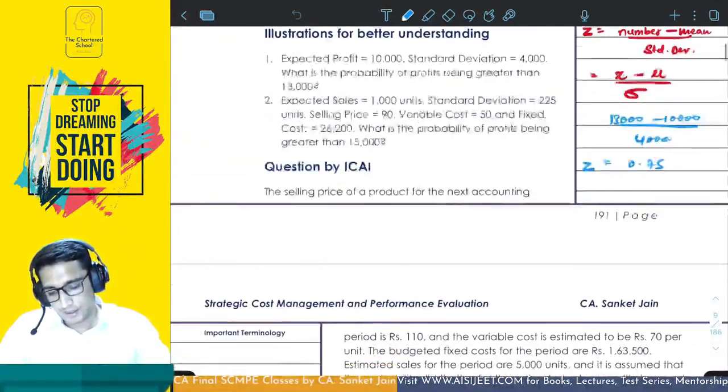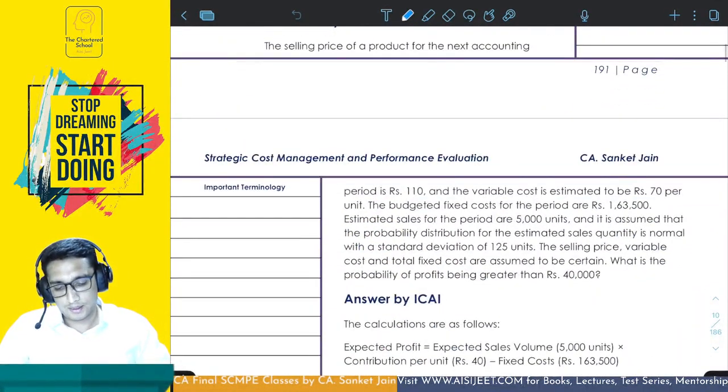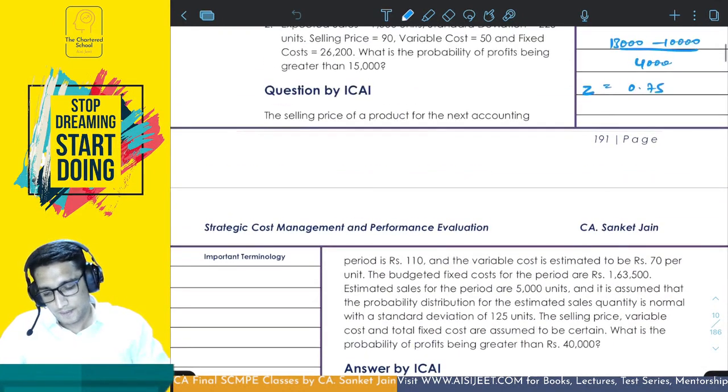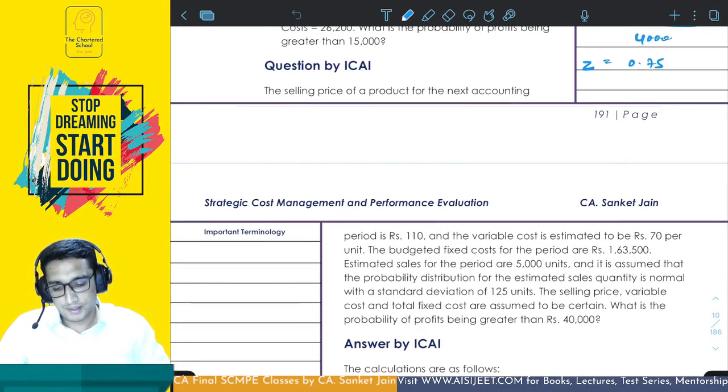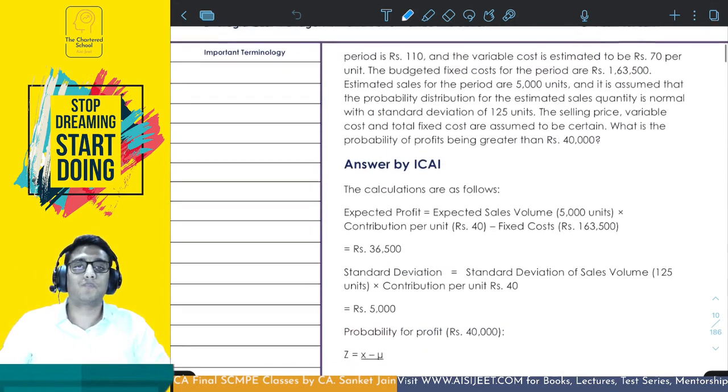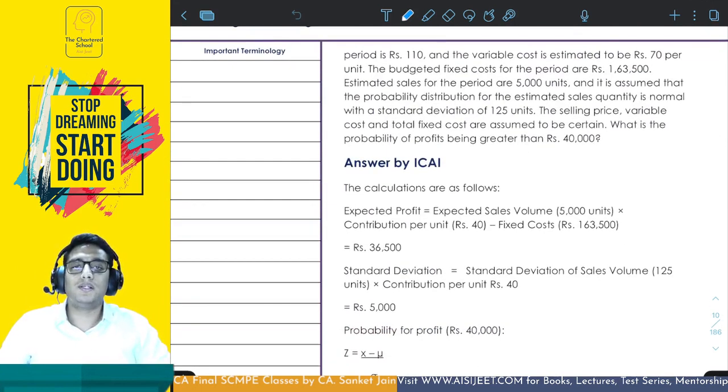Here you go. You have conditions of uncertainty. Let's look at a particular question, this one from ICA. You can see the selling price of a product for the next accounting period is 110. Variable cost is 70. Budgeted fixed cost for the period are 163,500.